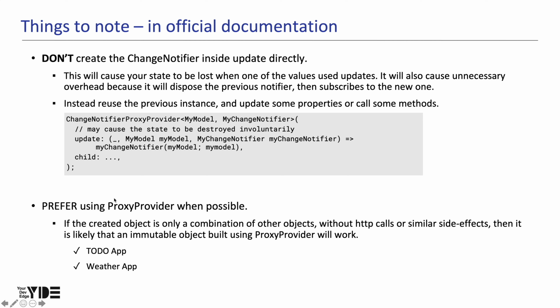Second, I think this is very important. Use a ProxyProvider if possible. What this means is that if the object to be created consists only of a combination of other objects without HTTP calls or other similar side effects, it is preferable to create an immutable object using ProxyProvider every time.